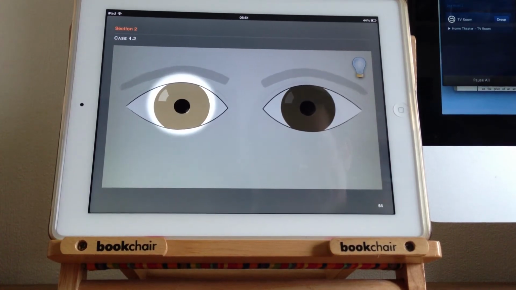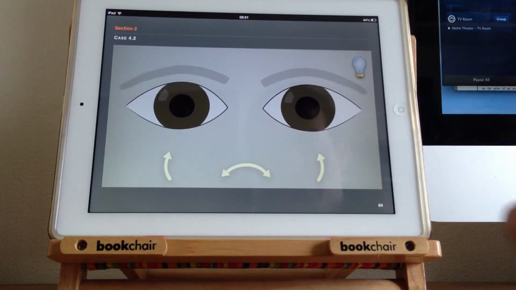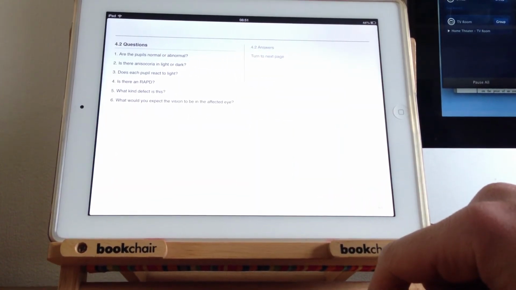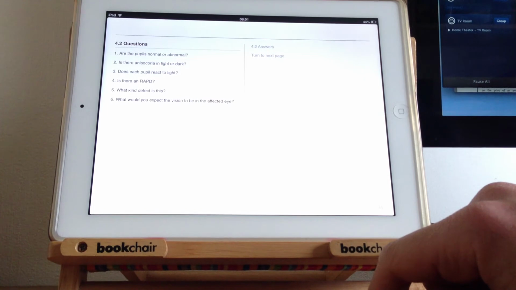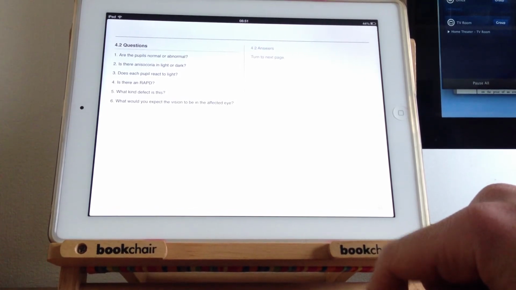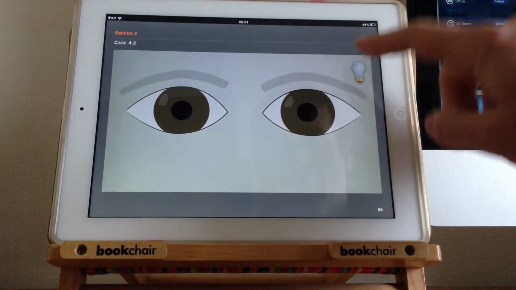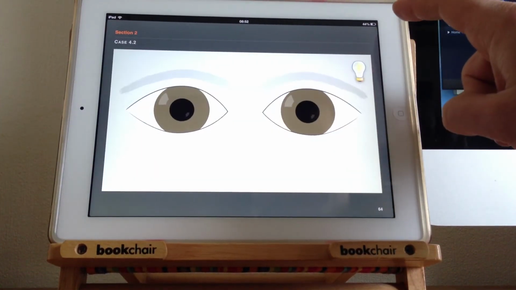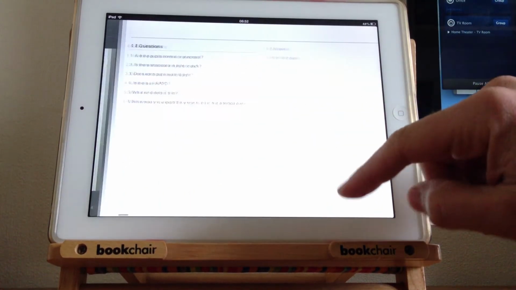Okay, so what's going on here? So the first question is, are the pupils normal or abnormal? Well, they're abnormal. Next question is there anisocoria in light or dark? So no, because the pupils are the same size with the lights on and the lights off. Pupils remain the same size.